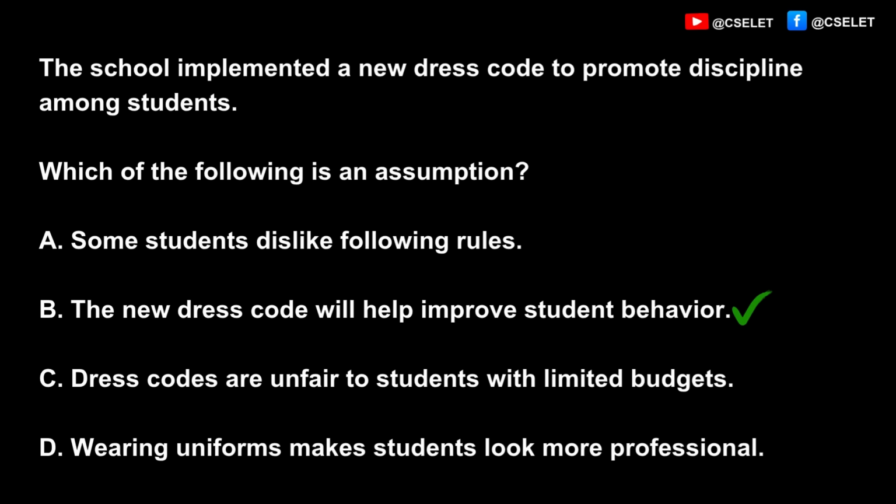Now, bakit letter B ang tamang sagot? The statement says the purpose of the dress code is to promote discipline. Therefore, the assumption is that the dress code will help improve students' behavior. Sabi sa statement, kaya may bagong dress code ay para mag-promote ng discipline. Ibig sabihin, ina-assume ng statement na makakatulong yung dress code sa pagdidisiplina sa mga estudyante.